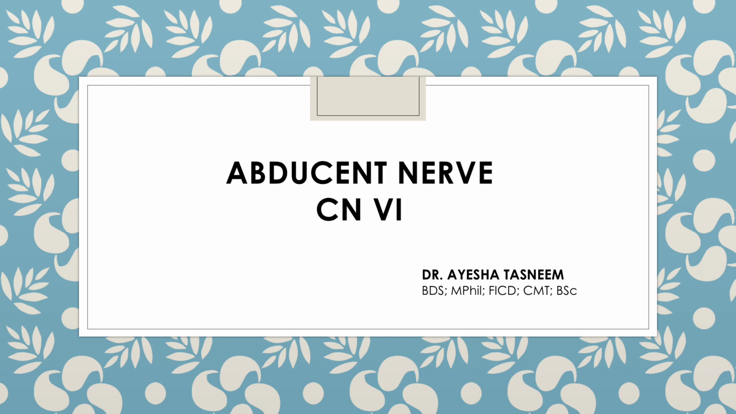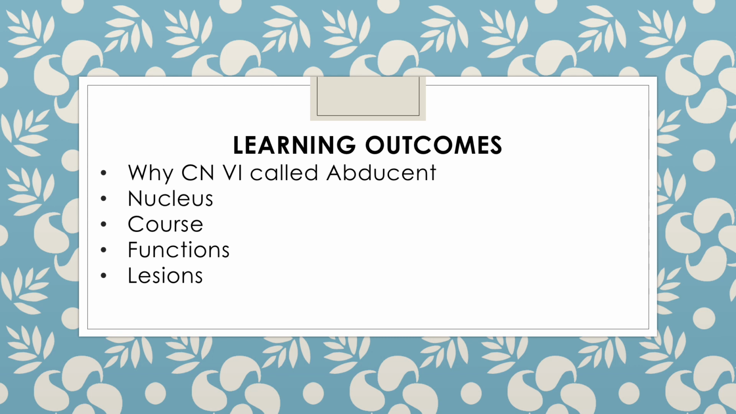Today we'll start with the abducent nerve. Abducent nerve is abducent or abducens nerve. It is the sixth cranial nerve. By the end of this lecture, you will be able to know why this is called abducent nerve, location of its nucleus, connections of the nucleus, its course, functions, and its lesions.